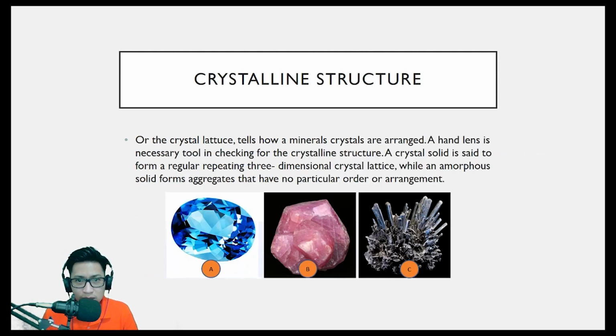The next one is the crystalline structure or the crystal lattice. It tells how a mineral's crystals are arranged. A hand lens is a necessary tool in checking for the crystalline structure. A crystalline solid is said to form a regular repeating three-dimensional crystal lattice, while an amorphous solid forms aggregates that have no particular order or arrangement.